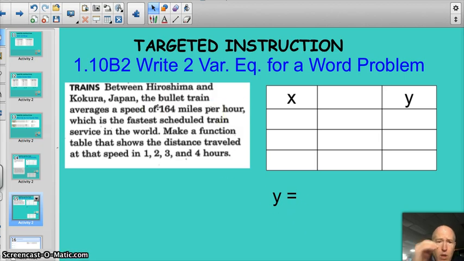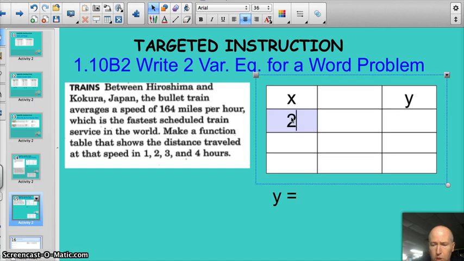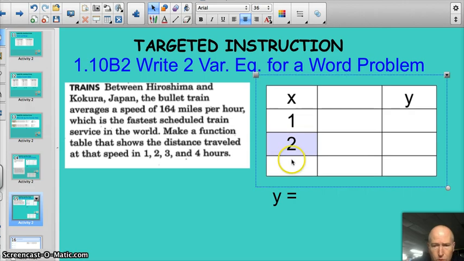Between Hiroshima and Kokuro, Japan, a bullet train averages a speed of 164 miles per hour. This is the fastest scheduled train service in the world. Make a function table that shows the distance traveled at that speed in 1, 2, 3, and 4 hours. So we'll just put in 1. We'll do 2. We'll just do 3. All right.